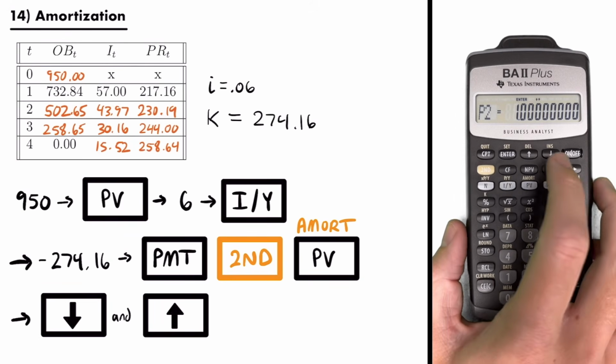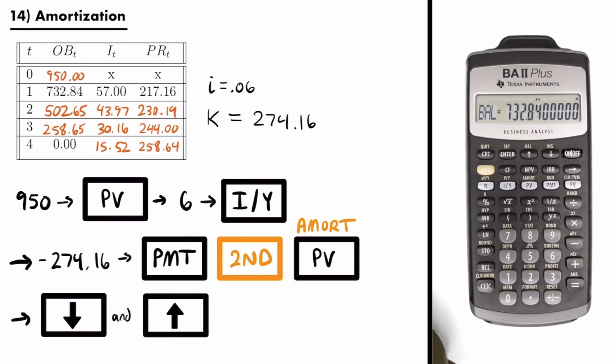So if I hit the down arrow again, here is our balance at year 1. You'll see it says $732.84, which is exactly what we have right here in our amortization schedule.